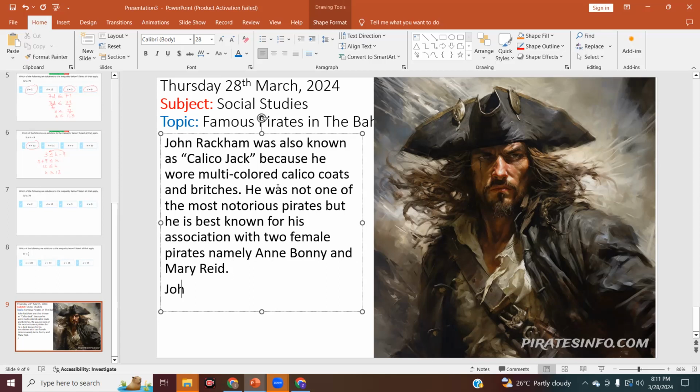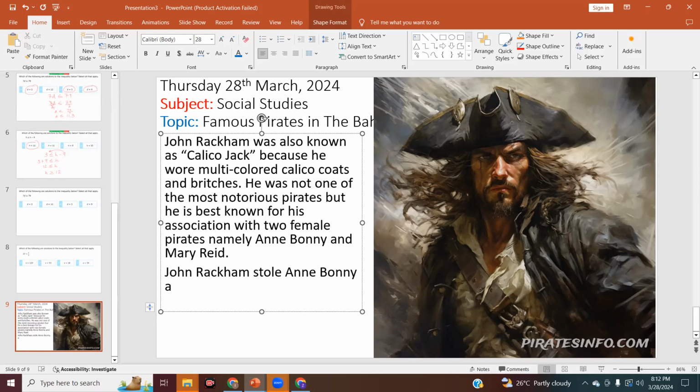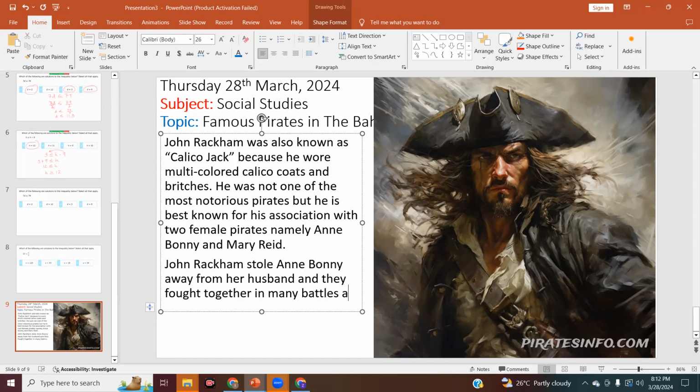Now, John Rackham, according to the notes, stole Anne Bonny away from her husband, and they fought together in many battles at sea.